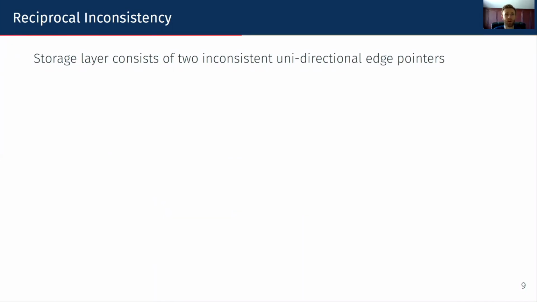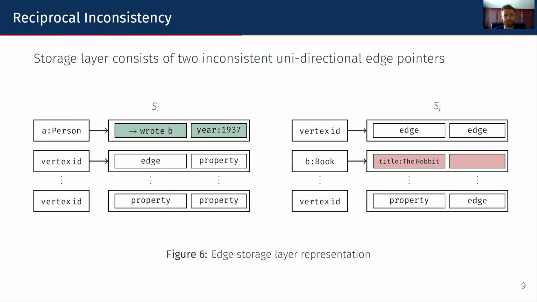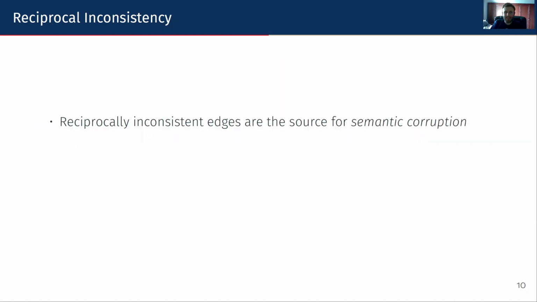In the storage layer, there are now two inconsistent unidirectional edge pointers, as can be seen in Figure 6. The problem with reciprocally inconsistent edges is that they are a source for semantic corruption. Semantic corruption occurs when a subsequent transaction reads an inconsistent edge and performs a write based on this read, with further semantic corruption spreading by the same mechanism.